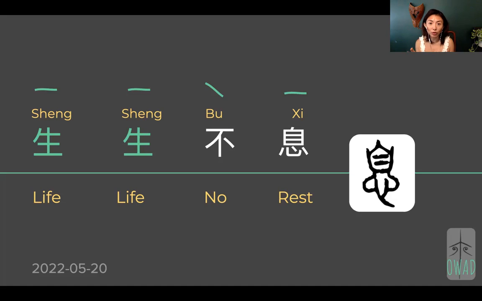So the character was created to mean breathing, the whole system of breathing. The two main organs of breathing are depicted there, the nostril and the heart. Wrongly placed, right? But that's back then. And this eventually means take a breath, take a break. So 息 eventually means take a break from something you're doing. So 生生不息 is a negation, like no rest. There's no break in the middle of it.